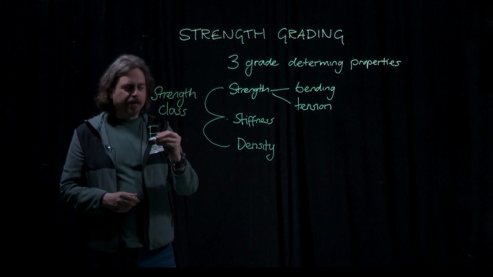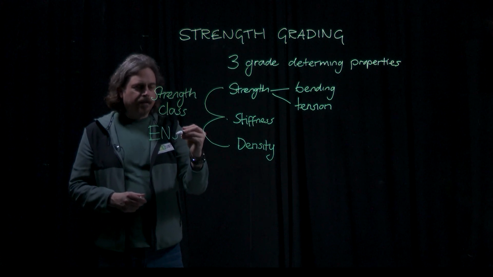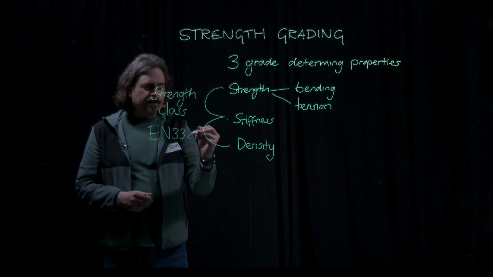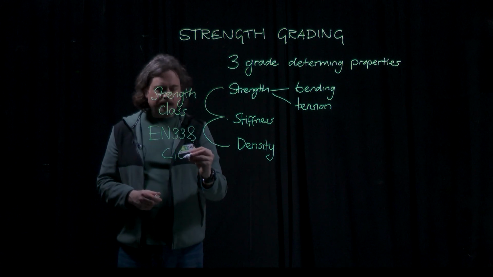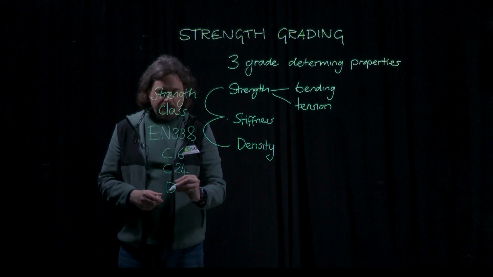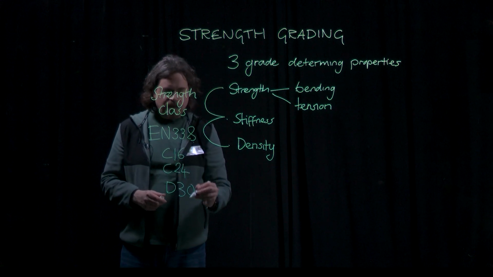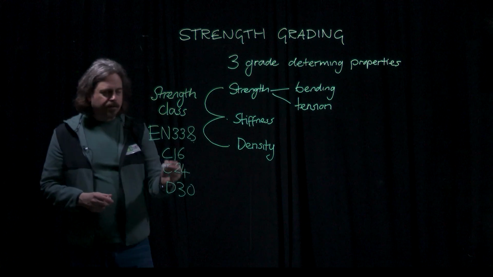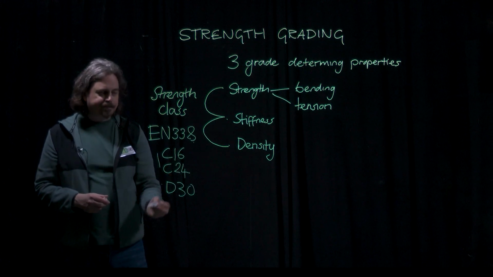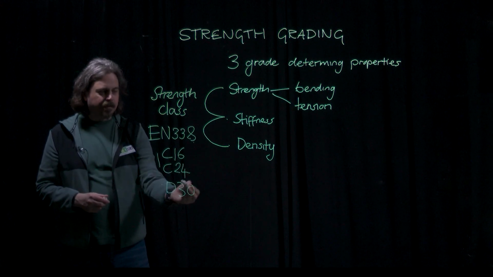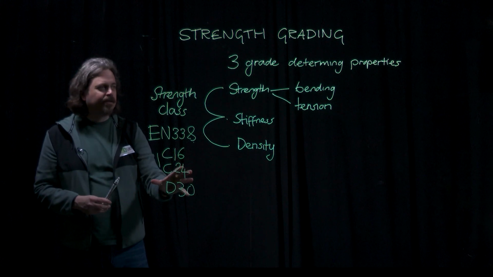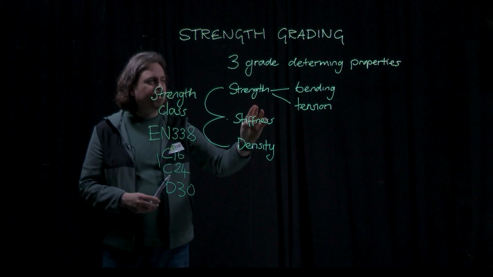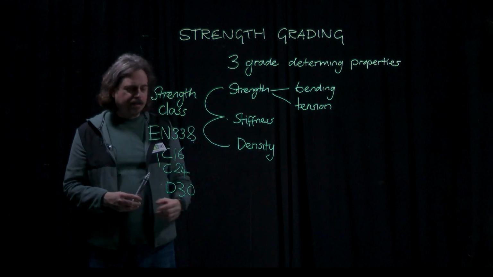And most commonly we're referring to EN338 strength classes. That's the standard that contains things like C16, C24, D30. Strength classes for softwoods and hardwoods, although these days you can put hardwoods in the softwood classes. Anyway, these are just shorthand ways of describing this combination of strength, stiffness, and density.